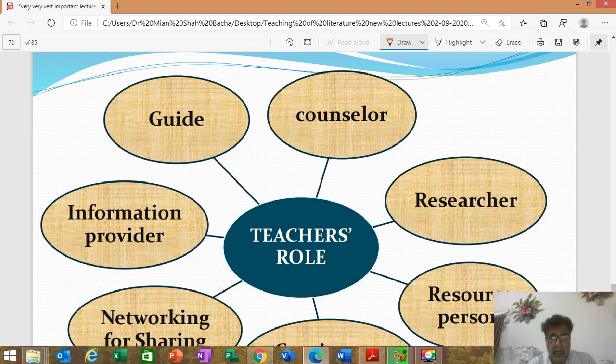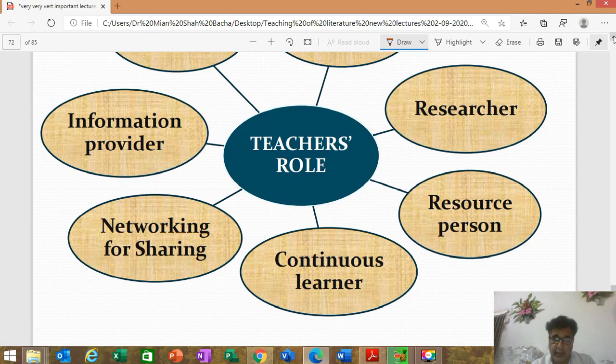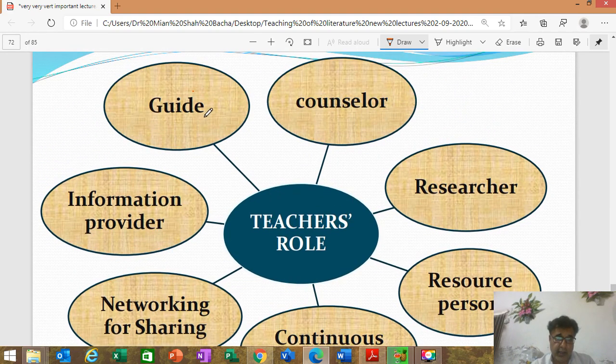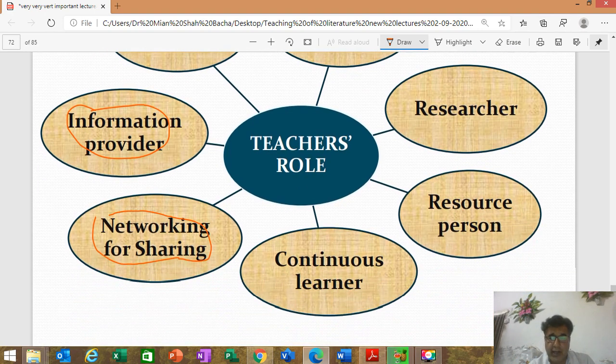And the teacher's role. Remember, a teacher in every setup, whether a language teacher, a literature teacher, a mathematician or whatever, his role is like a guide. He is an information provider. He has a knack for networking. He should network for sharing, and he is a continuous learner because his learning doesn't stop, but keeps on growing. He is a resource person.